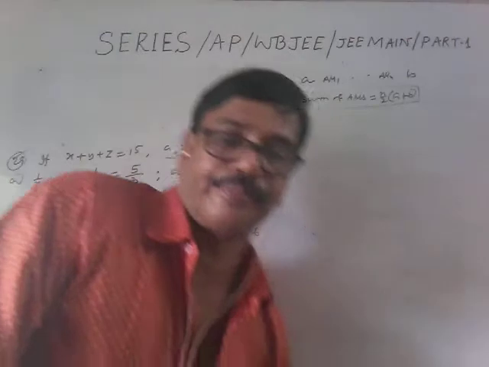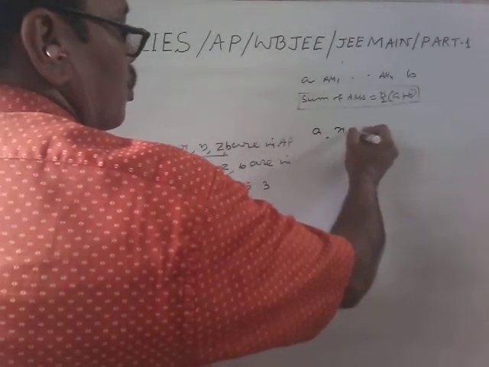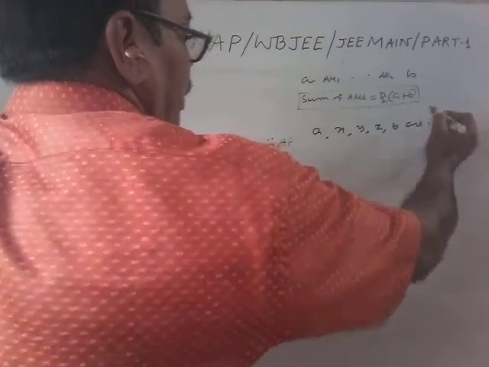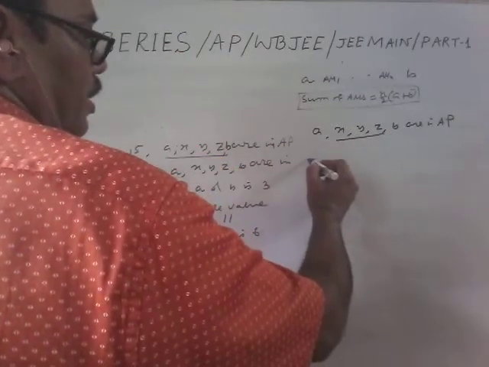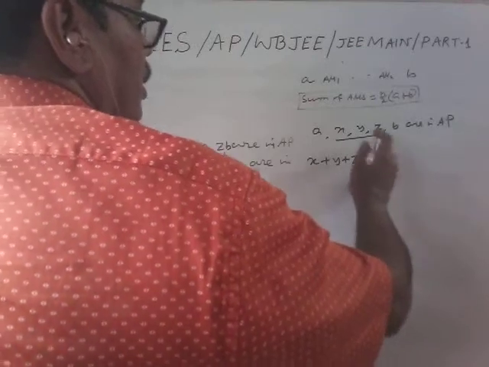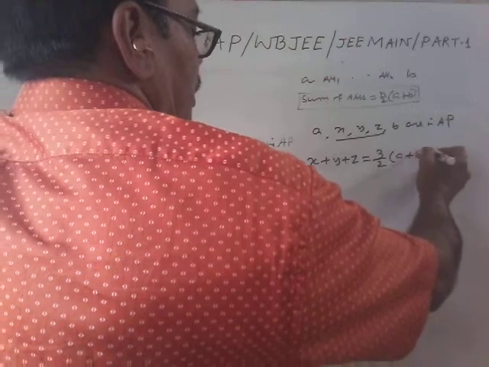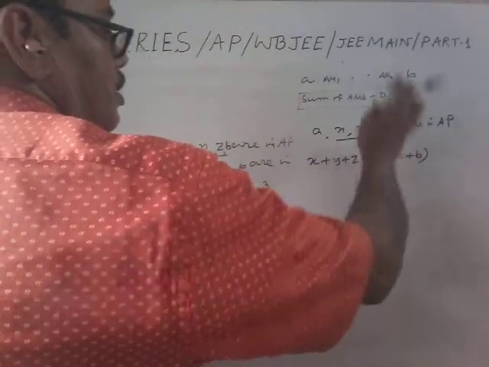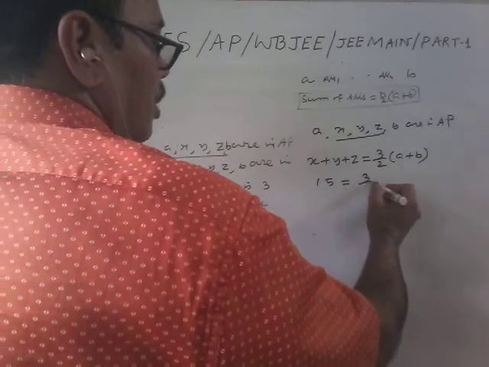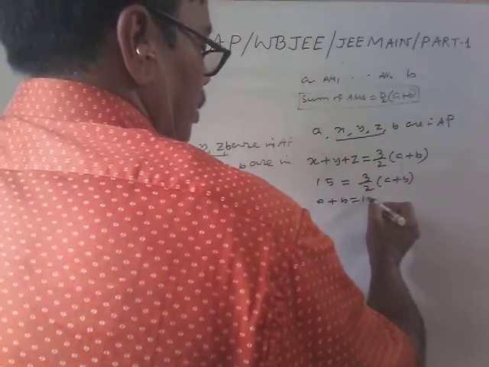Now look, it is given that a, x, y, z, b are in AP. So x, y, z are arithmetic means. So the sum of the arithmetic means x, y, z is 3/2 (a + b). How many arithmetic means? 3. So 15 equals 3/2 (a + b). So we are getting a + b equals 10.